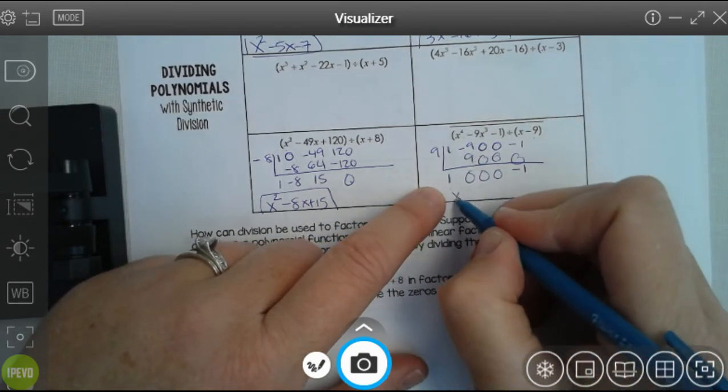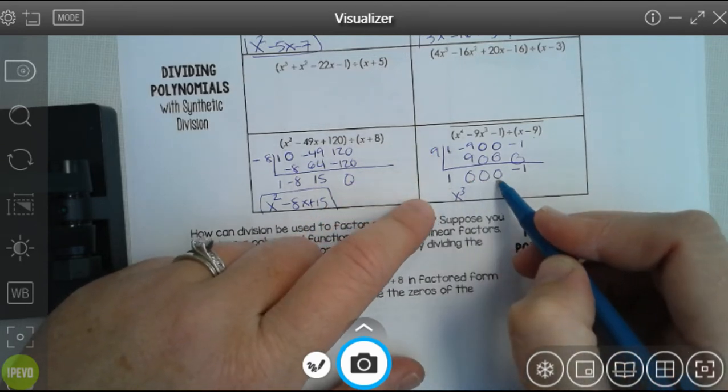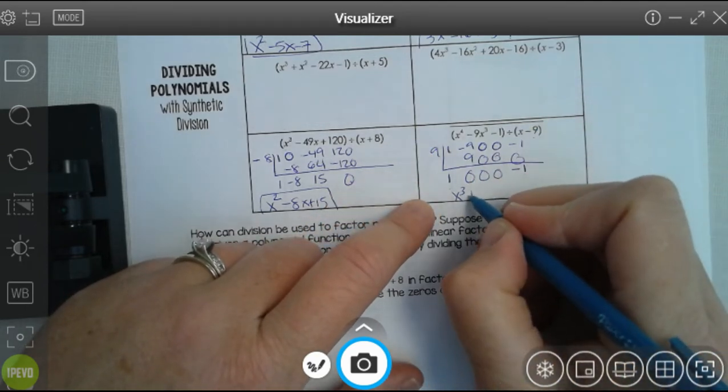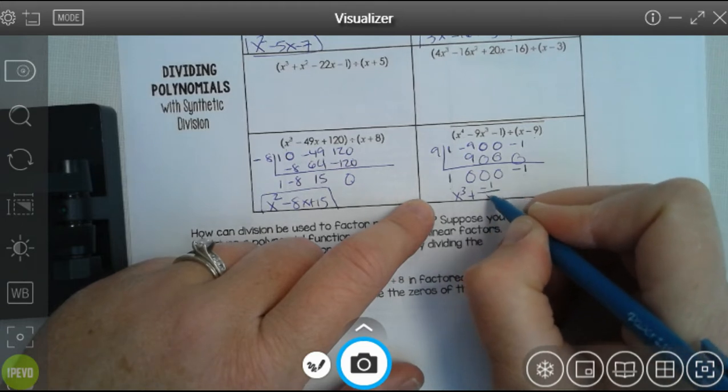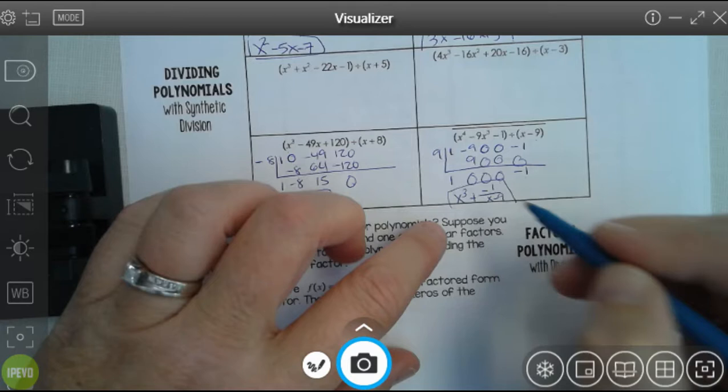You always drop a power. So it's 1x cubed. That would have been 0x squared. X, number. This is a remainder. So I'm going to put plus -1 over what I was dividing by. You could have put just minus. It's the same thing. Just -1 over that.